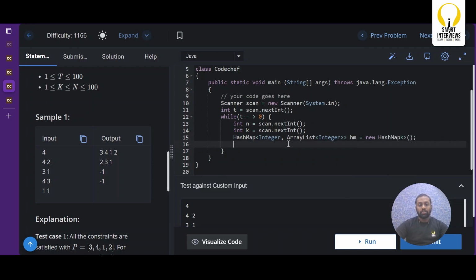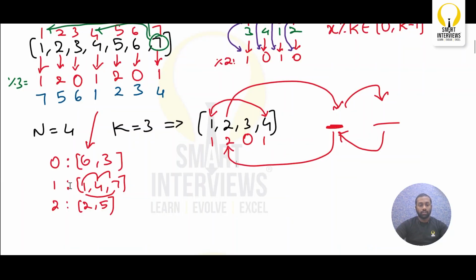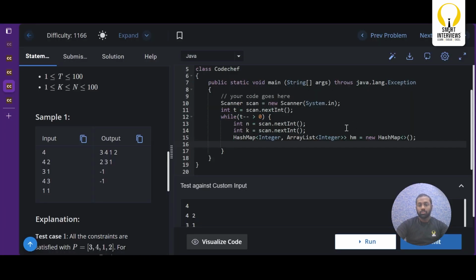Now you can also identify that we are using the remainders 0, 1, 2, which are nothing but ideally the indices of an array. So you can use an array of array lists as well, that also works fine. Array of array lists or array list of array lists, those work fine. But I am sticking to hash map.